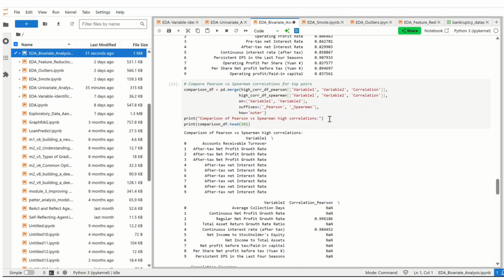So for now, this is a summary. We discussed Pearson and Spearman. Now we can see that both are different.